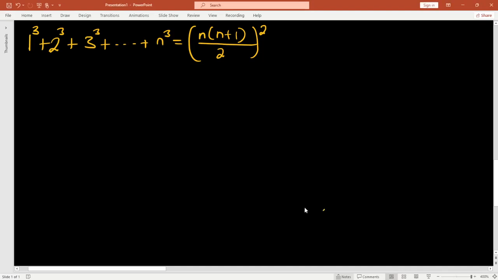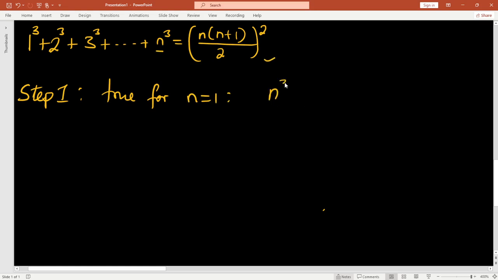Alright, welcome guys. So we have this question here that says we need to prove this by mathematical induction. Alright, so step number 1 here is that we need to show that the statement is true when n is equal to 1.